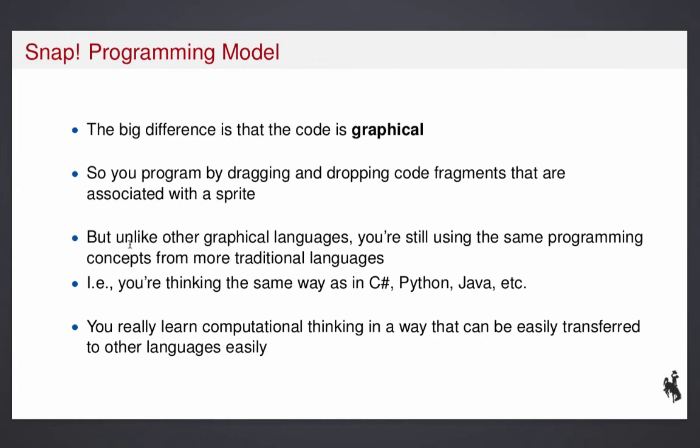So you actually construct it by dragging and dropping elements. And in other languages, what you'd be doing is going into an editor and typing those statements. Whereas in Snap and Scratch, you're dragging blocks and composing by putting one block on top of another, putting one block inside another, and so on. So you might be thinking the same way that you think in C Sharp or Python or Java, but you're constructing the code in a much easier way.